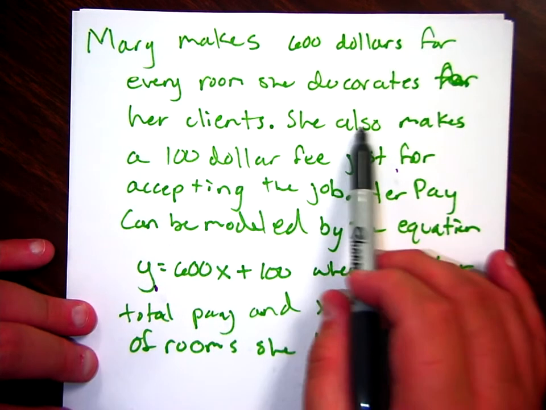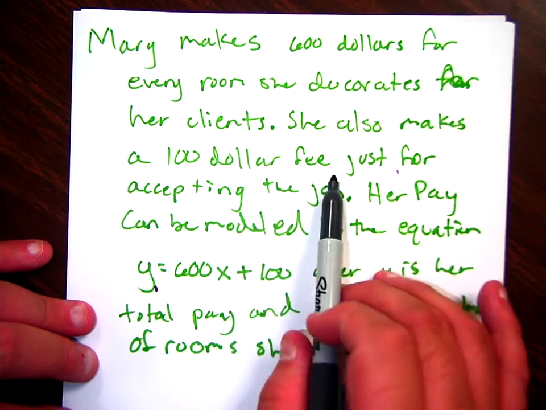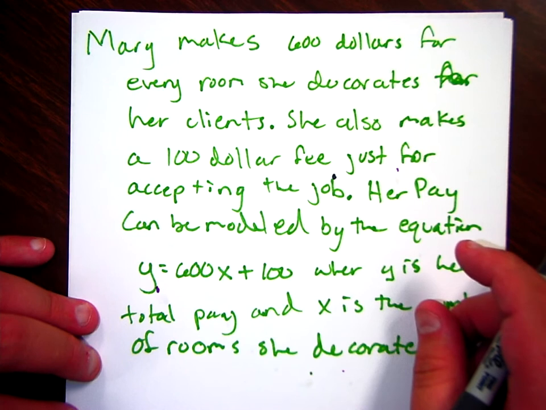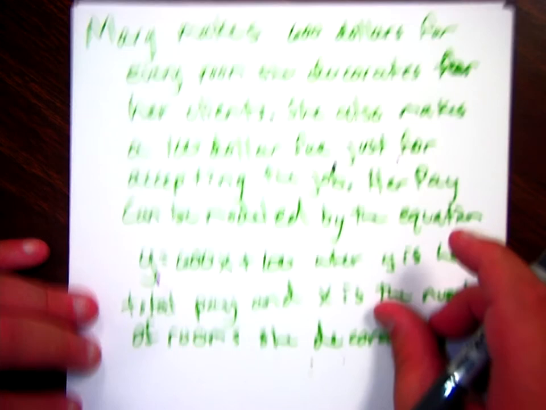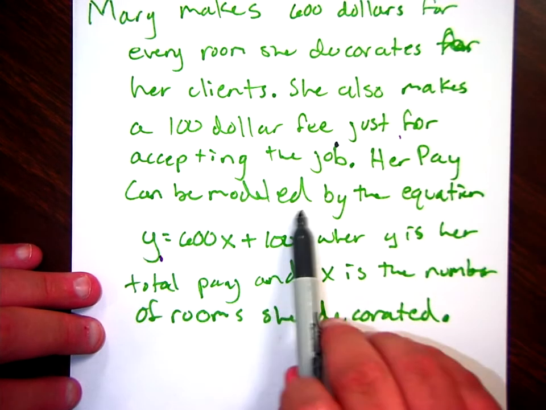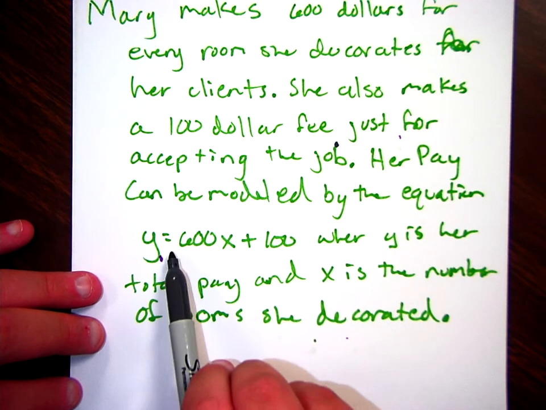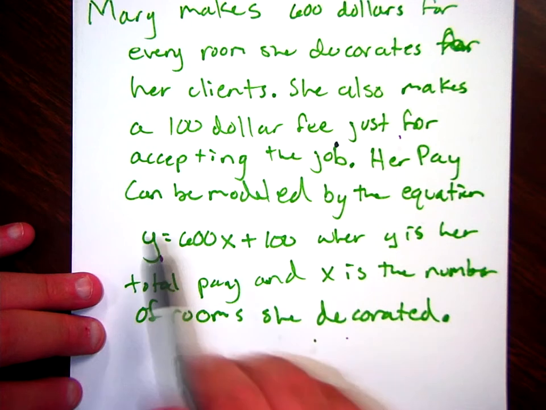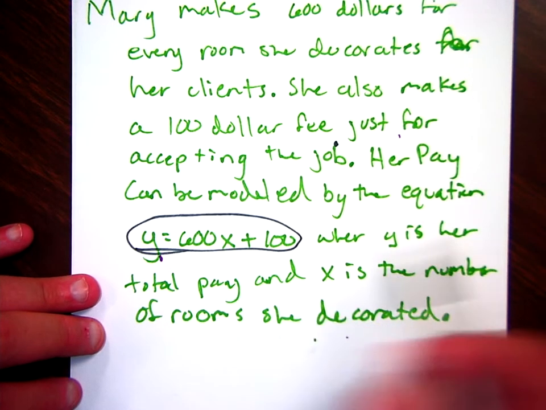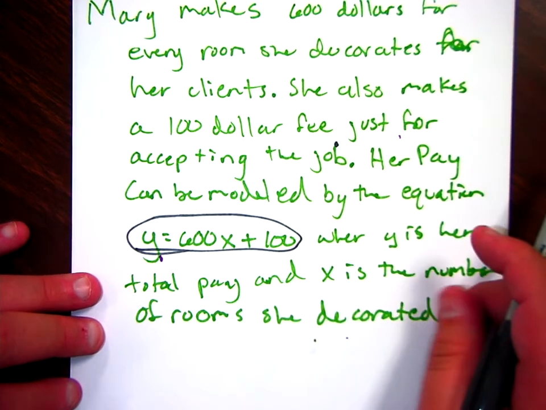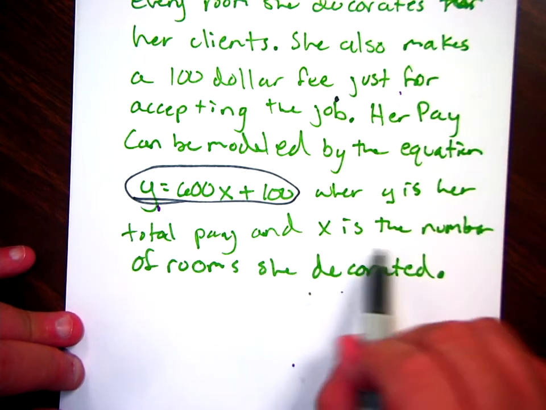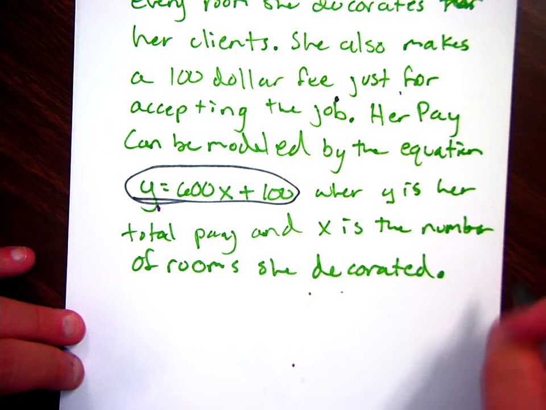She also makes a $100 fee just for accepting the job. You pay her $100 just to say, yeah, I'll do it. Her pay can be modeled by the equation y equals 600x plus 100. So there's the equation that we're going to use. This governs how much money she makes, where y is her total pay and x is the number of rooms she's decorated.